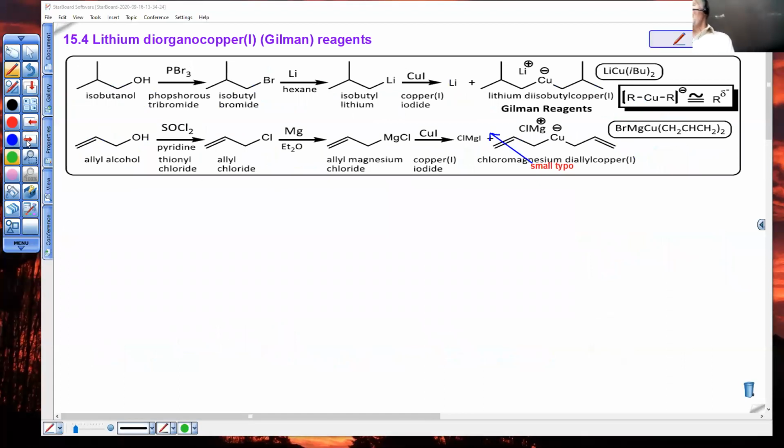We have a new type of organometallic reagent. Remember, chapter 15 is about organometallic compounds. That is, compounds with bonds from carbon to a metal. And in this segment here, I noticed before the lecture started, we have a small typo right here, right there.